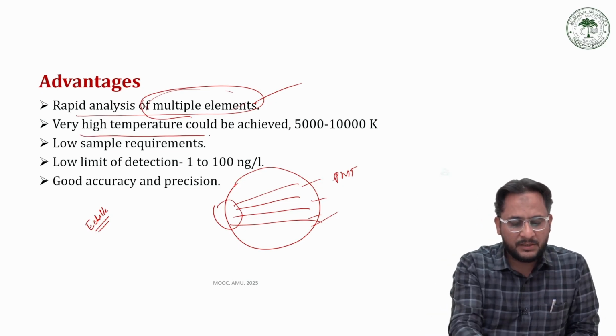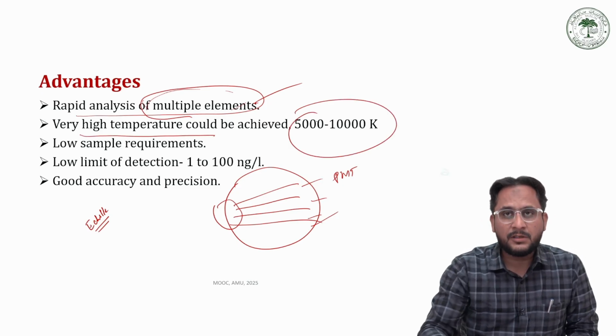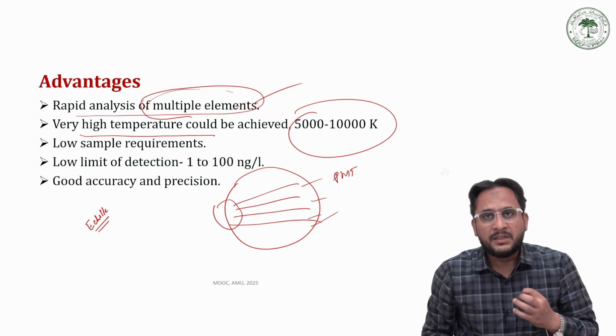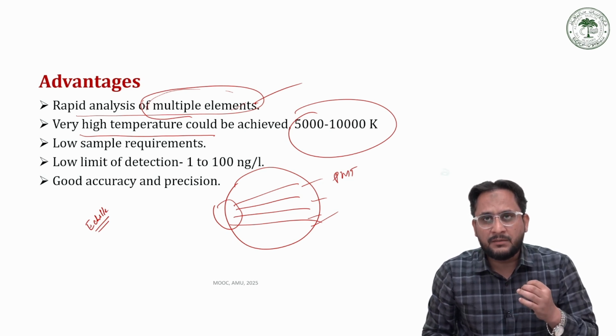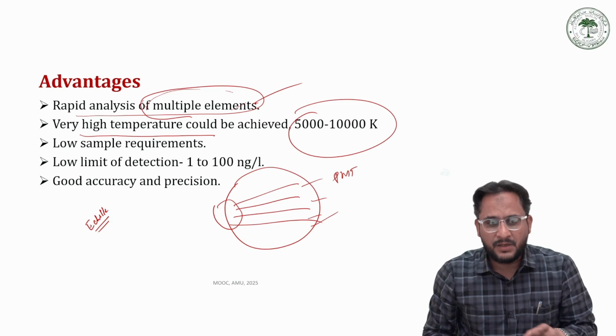Since we can achieve very high temperature, up to 5000 or even 10,000 Kelvin, even high melting metals, refractory metals, can be analyzed by this technique.